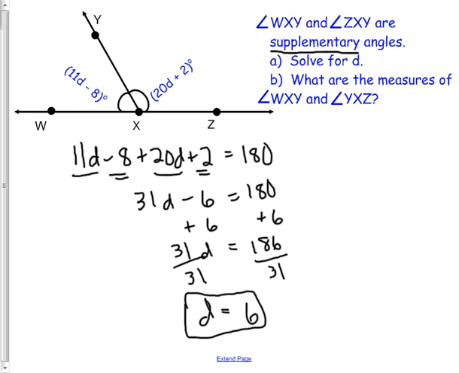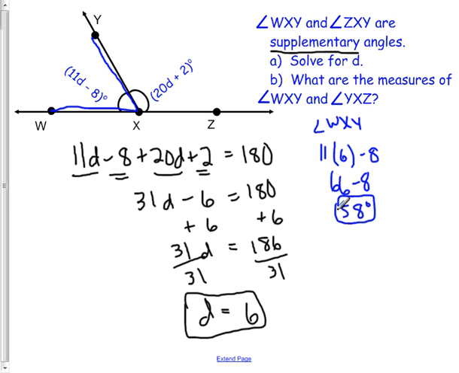So for angle WXY, let's do that in blue. WXY, that's this one right here. That's 11D minus 8. So we'd go 11 times D, which is 6, minus 8. 11 times 6, that's 66. 66 minus 8 is 58 degrees. So WXY is 58 degrees.